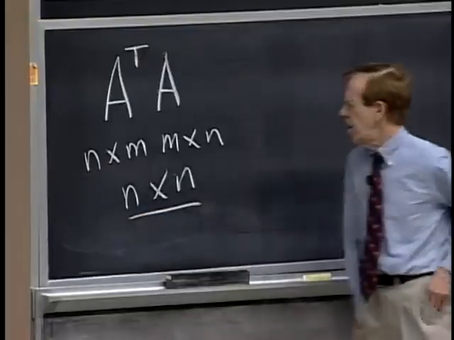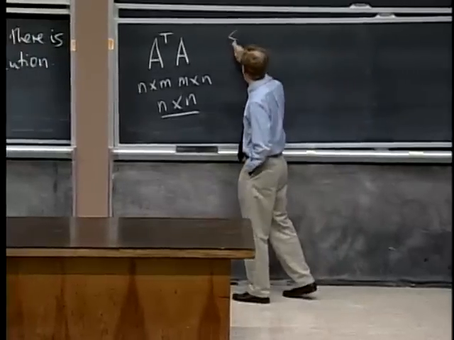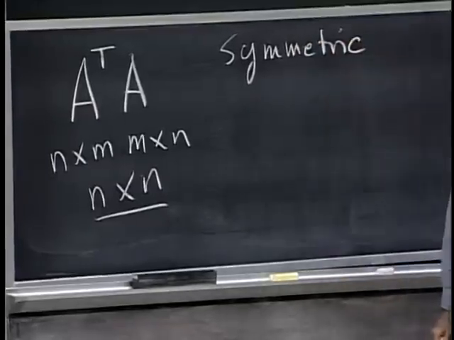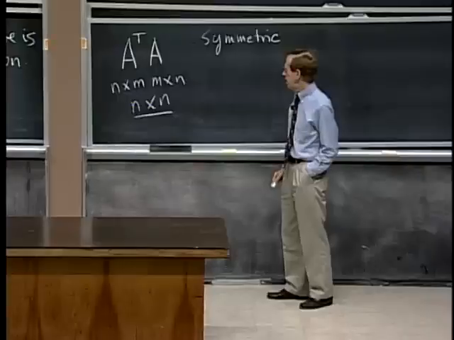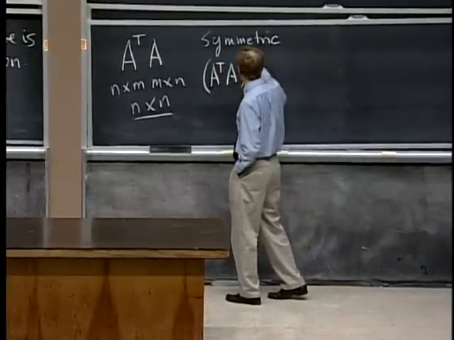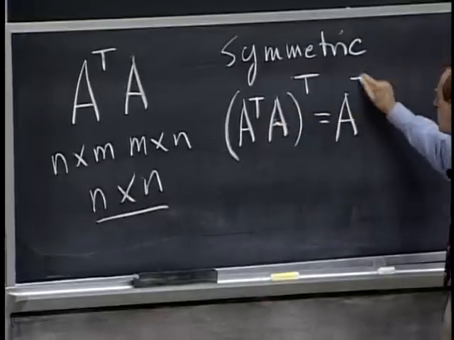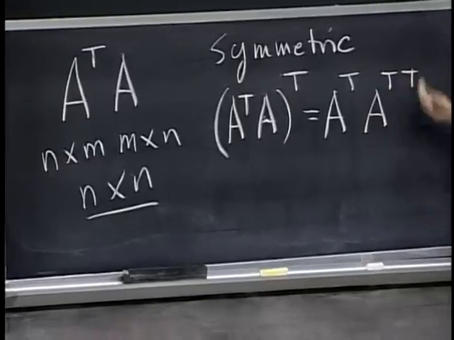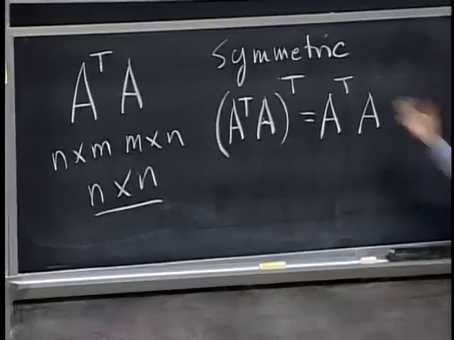Good. Square. What else? It's symmetric. Good. It's symmetric. Because you remember how to do that. If we transpose that matrix, A transpose A, then that comes first, transpose. This comes second, transpose. And then transposing twice brings it back to the same, so it's symmetric.